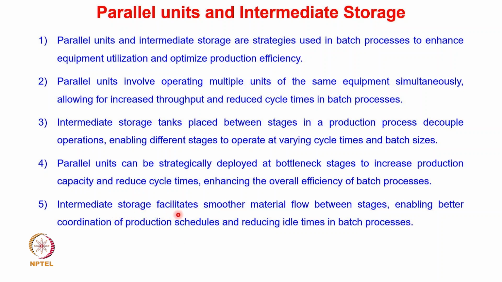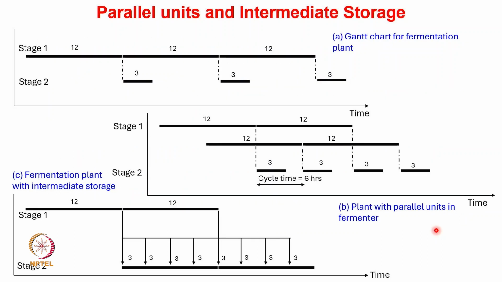So intermediate storage facilities smoothen the material flow between the stages, enabling better coordination of the production schedules and reducing the idle times of the batch processes. Again, the same thing can be said with respect to the intermediate storage facilities, where we can reduce the idle times significantly. We can also reduce the cycle time and the makespan significantly by using the intermediate storage facilities.